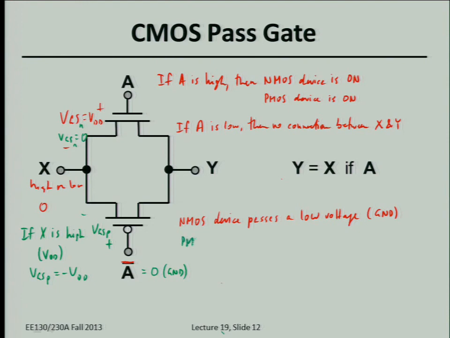So the purpose of the PMOS device is to pass a high voltage. Right? So this is digital logic. The signal X can either be high or low. You want to be able to pass either a high or a low signal to Y. And so that's why you need both an NMOS and PMOS device to make a pass gate. So that's basically how a CMOS pass gate works. Any questions about basically how transistors are used?